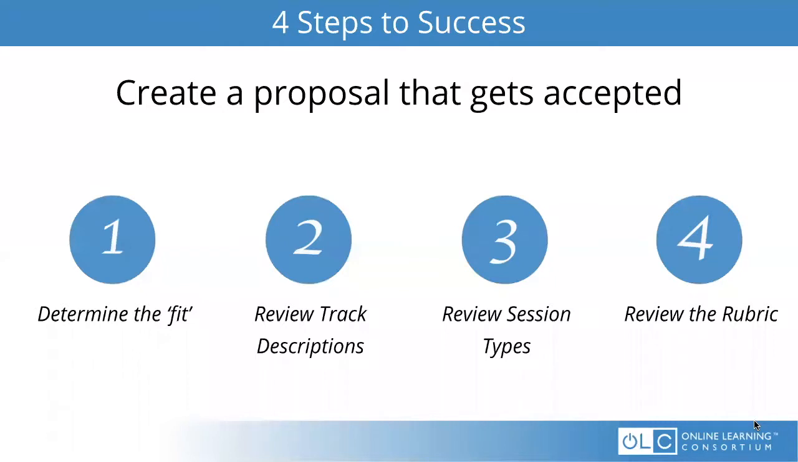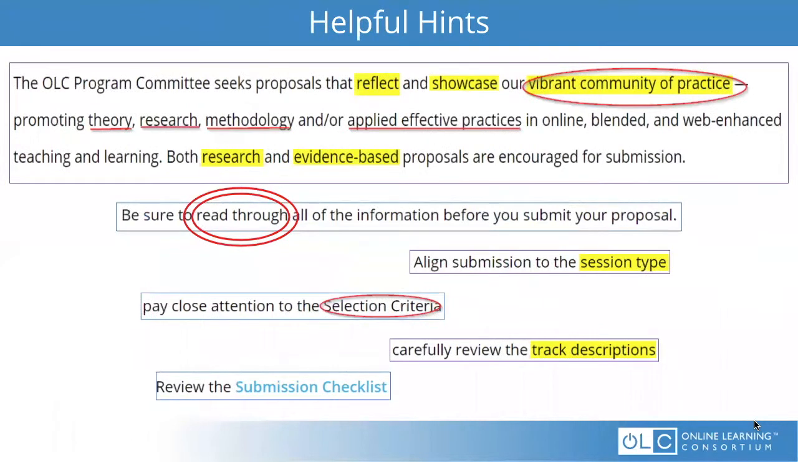So we've come up with a four-step process to success. I'll give you a high-level overview of that now to help ensure that your proposal gets that glance and look over. You're going to want to, one, determine the fit, two, review the track descriptions, three, review the session types, and finally, review the rubric. Now we're going to dig a little deeper into what that exactly means. So how do you determine your fit?